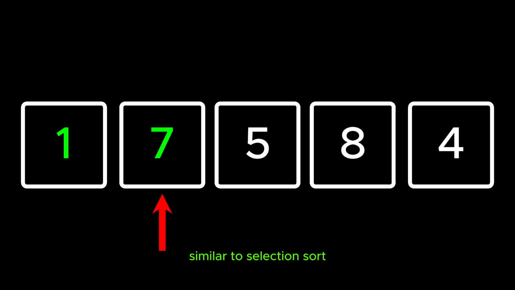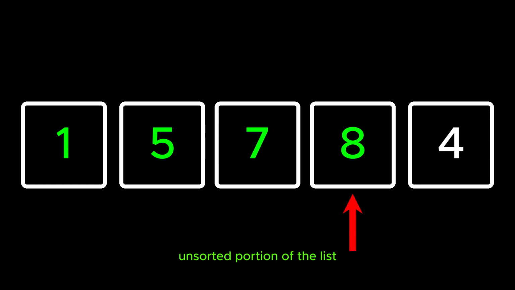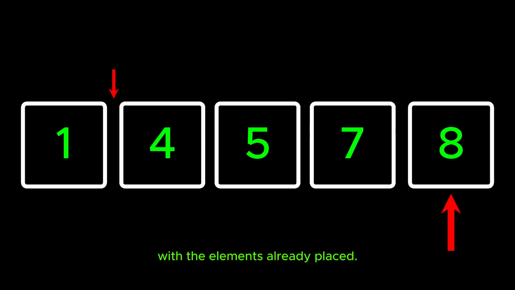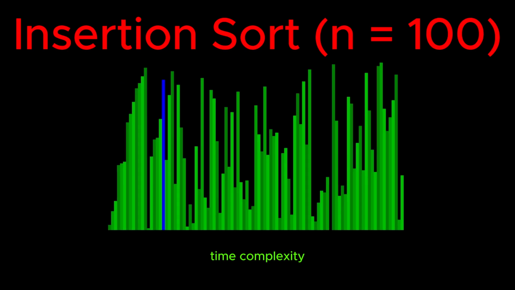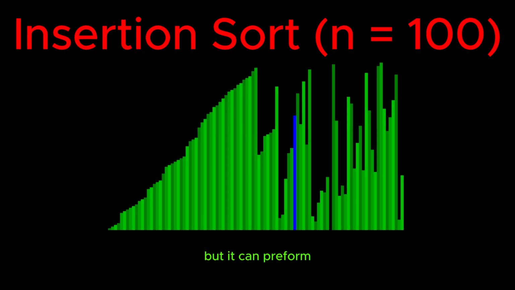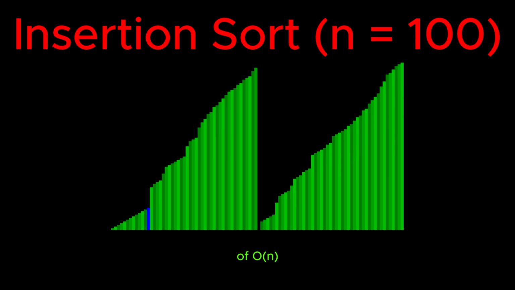Insertion sort is similar to selection sort in that it builds the list incrementally. It iterates over each item in the unsorted portion of the list, finding the correct position for each element in the sorted section by comparing it with the elements already placed. The worst case time complexity of insertion sort is big O of n squared, but it can perform well for small or nearly sorted lists with a best case time complexity of big O of n.